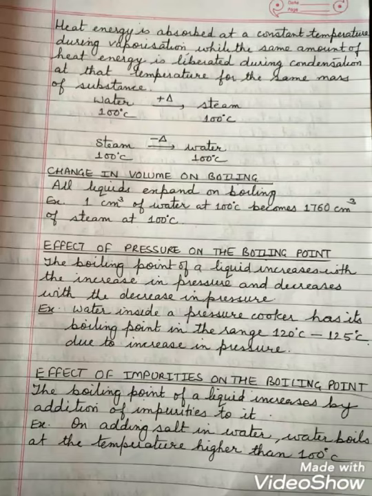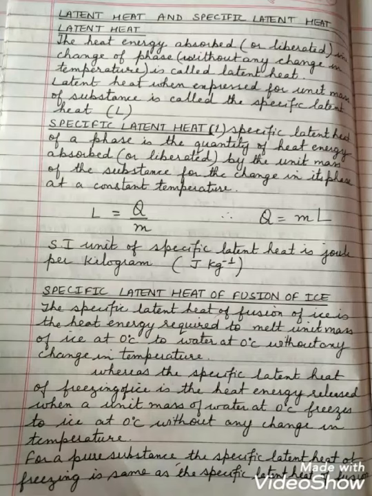Effect of pressure on the boiling point. The boiling point of a liquid increases with the increase in pressure and decreases with the decrease in pressure. That's the reason water inside a pressure cooker has its boiling point in the range of 120 to 125 degrees Celsius due to increase in pressure. Impurities also affect the boiling point. The boiling point of a liquid increases by the addition of impurities to it. On adding salt to water, water boils at a temperature higher than 100 degrees Celsius.